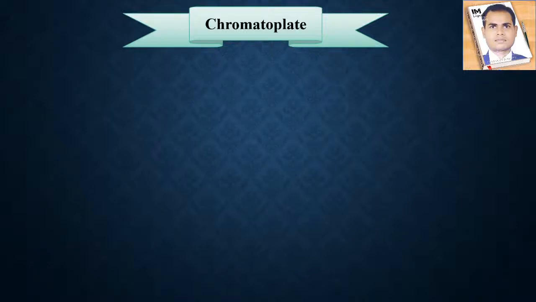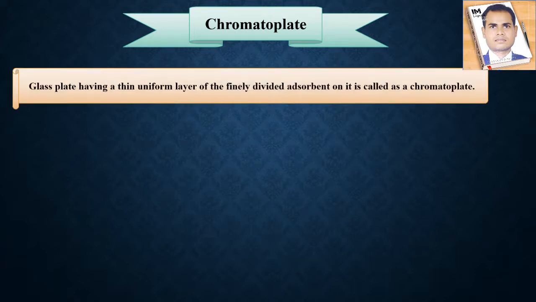In this video lecture, we are going to see about the chromoplate. So, what do you mean by the chromoplate? If you see the TLC plate, a small fine layer is present on the surface of the TLC plate. That is nothing but your chromoplate, and it is called the adsorbent. The glass plate having a thin uniform layer of the finely divided adsorbent on it is called a chromoplate. So that fine layer which is present on the glass plate we call a chromoplate.